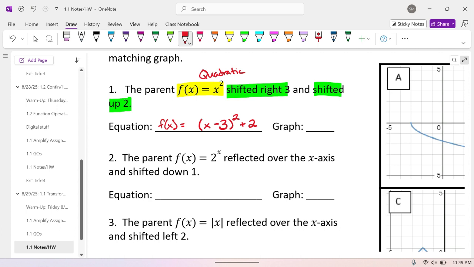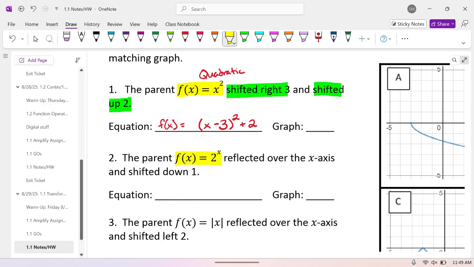We've done all the translations. So if you can get this far and you had to match the graph, all you would do is put that exactly into Desmos and match. All right. Based off of what it looks like. All right. Any questions on number 1? All right. Let's look at number 2.